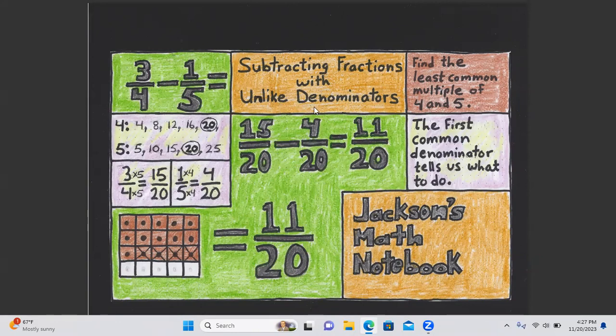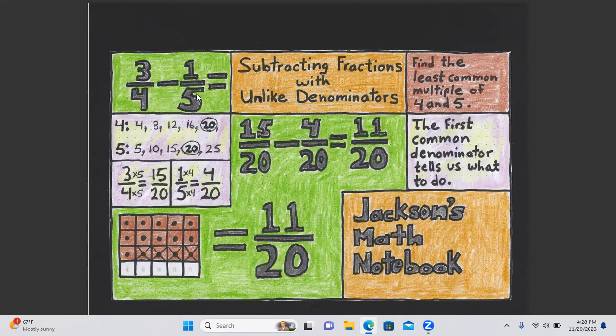Some students get a little nervous when they see unlike denominators, because how do you subtract one fraction with a different denominator from one with another denominator? How do we do that? Again, the theme is the denominator. All we have to do is find the least common denominator of 4 and 5. Really, it is the first common denominator that they have in common, and we circle it.